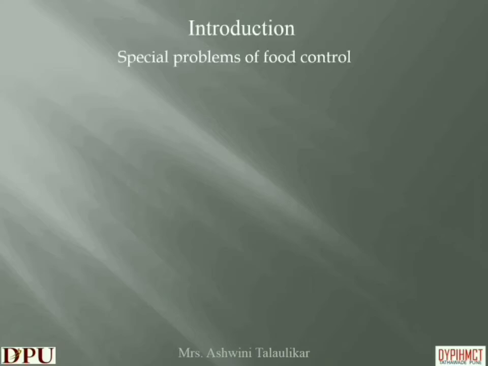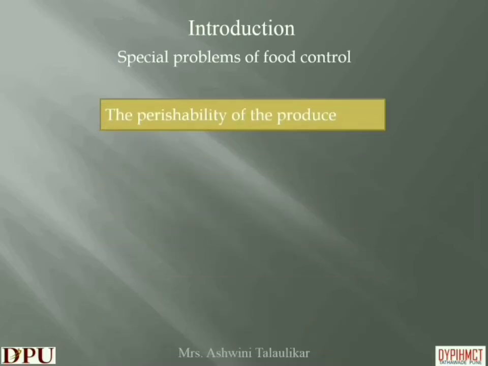We shall now discuss the special problems of food and beverage control. The first main problem is perishability of the produce. Food, whether raw or cooked, is a perishable commodity and has a limited life. The caterer has to ensure that he buys produce in the correct quality and quantity in relation to the estimated demand, and that it is correctly stored and processed.